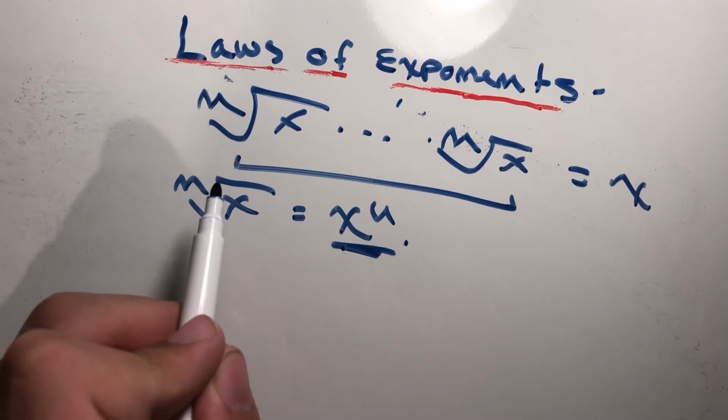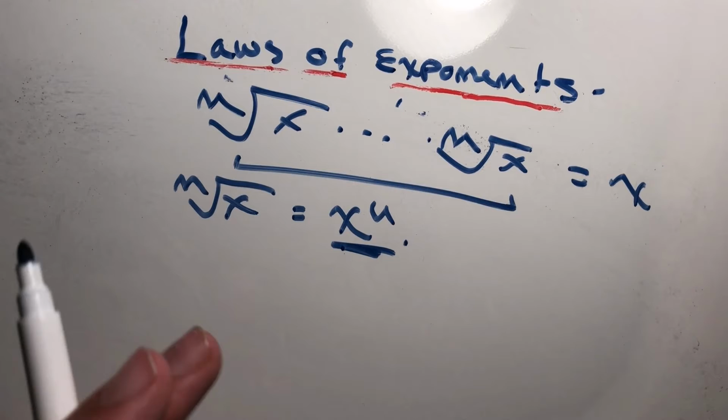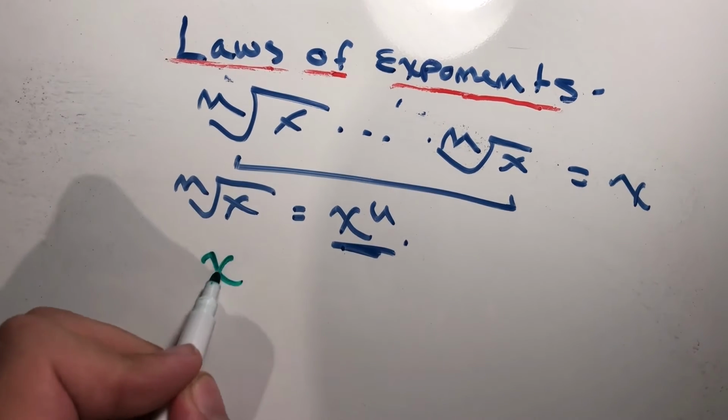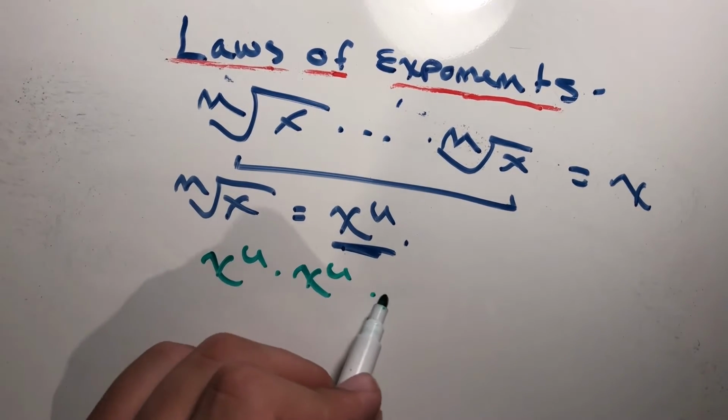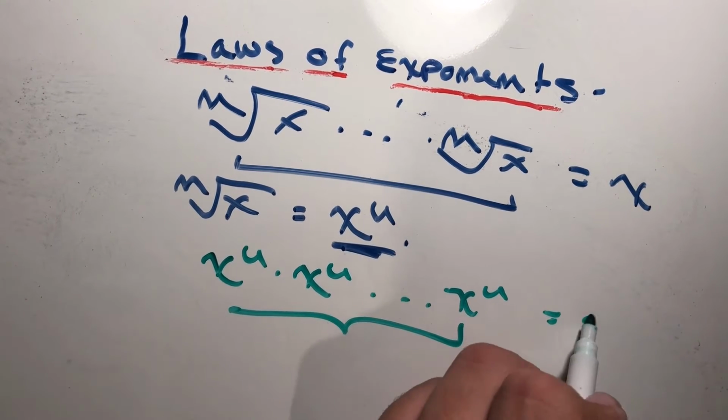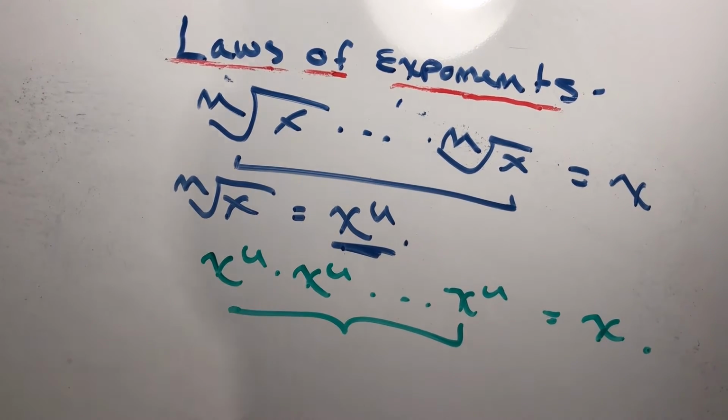Great, so what we're going to do is say the nth root of x is x to the u. So what can we do with that? Let me use a different color for this. We can say that x to the u times x to the u, times x to the u, again n times, equals x. Great. So let's think about this. Since this number is n, that's a key point in this problem.